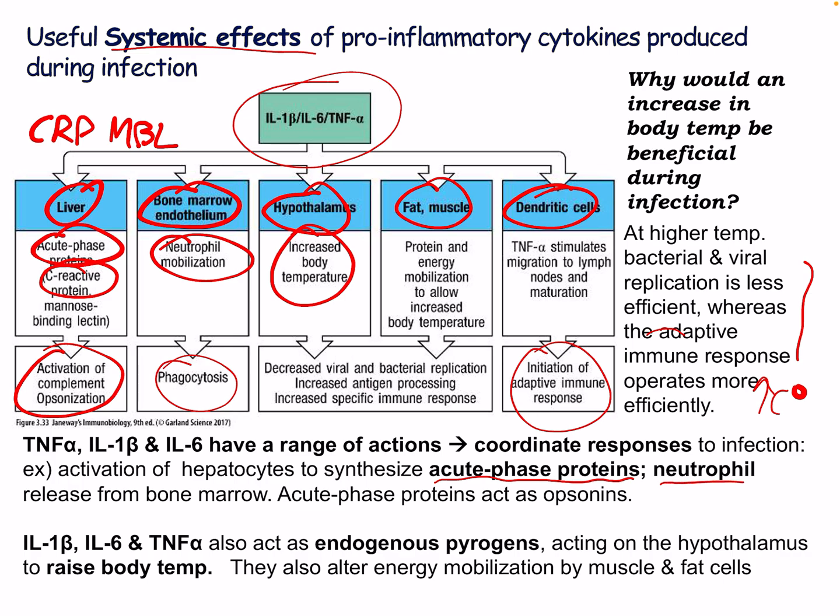We have neutrophil release from the bone marrow, and these acute phase proteins act as opsonins. IL-1 beta, IL-6, and TNF-alpha also act as endogenous pyrogens, which is important, acting on the hypothalamus to raise body temperature. They also alter energy metabolism by muscle and fat. There are also a lot of exercise studies looking at these cytokines, mainly looking at how they affect fat and muscle.